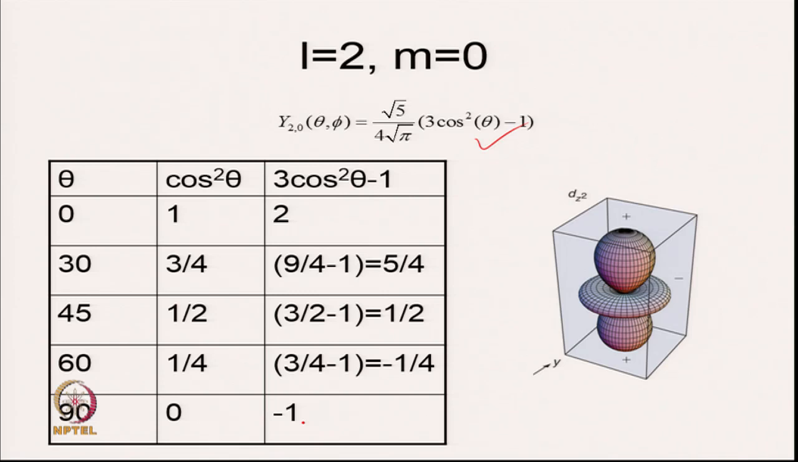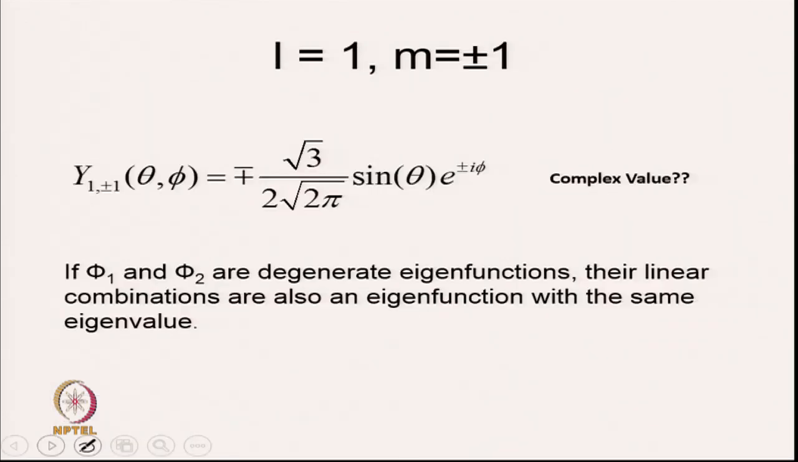So, we are going from 0 to 5 by 4, 1 by 2, 1 by 4 to minus 1. Now you see at 0 it is your maximum value, and that starts to decrease. It becomes 3 cos square theta 1 by 4, this kind of shape. If you change the value of m, then the spherical harmonics will depend on phi also apart from theta, and in that case you will get a complex value.